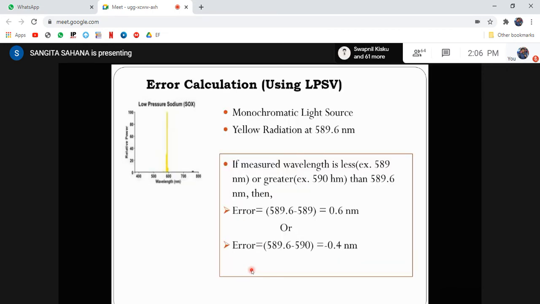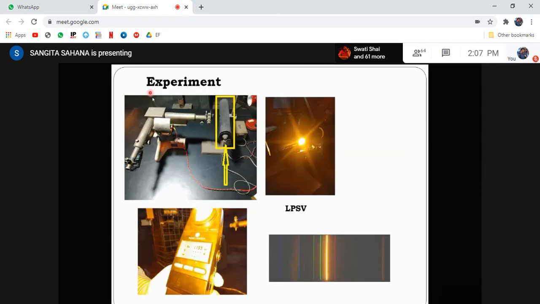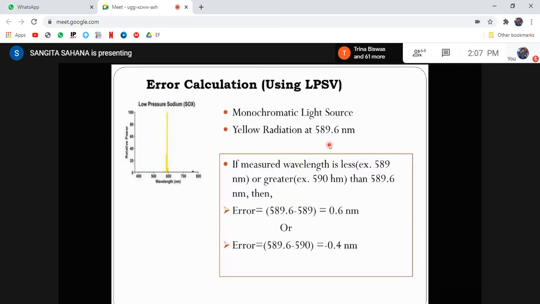So the error calculation. We'll start the experiment with the low pressure sodium vapor lamp, and to check the error of the instrument, we will measure the yellow wavelength here. If it comes at 589.6 nanometer, then of course there is no error in this instrument. But suppose our reading is 589 nanometer or 590 nanometer, then there is an error of 0.6 nanometer or 0.4 nanometer. Because we already know that due to the property of the sodium inside the discharge tube, the radiation is at 589.6 nanometer. So you start the experiment, measure the wavelength for yellow, and then calculate the error.